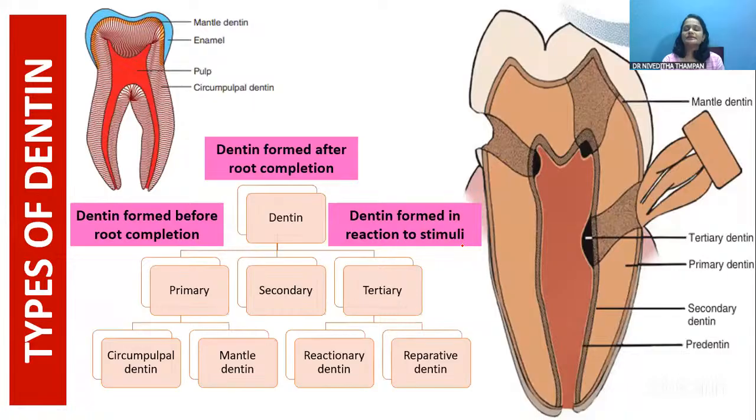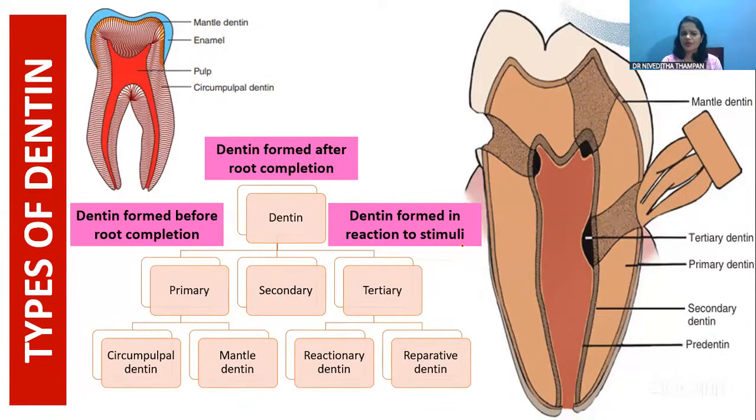Now, other than that, dentine can also be divided into three types based upon the time of formation. We have primary dentine, secondary dentine, and tertiary dentine. Primary dentine is the dentine that is formed before root completion. It mainly includes mantle dentine and circumpulpal dentine. Then we have secondary dentine, which is the dentine formed after root completion.